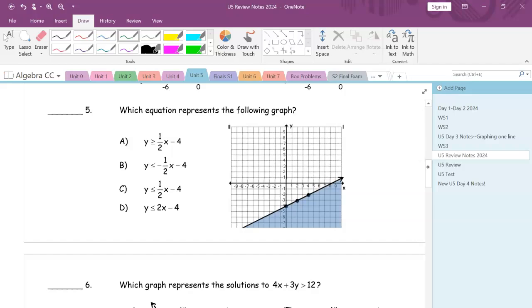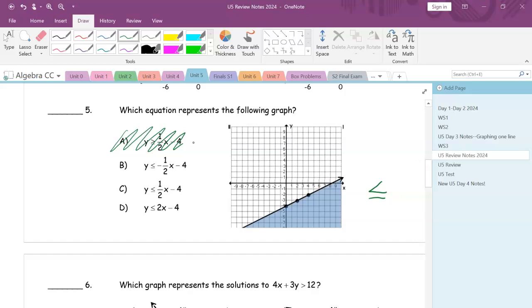Number 5, which equation represents the following graph? Well, the first thing I notice is that I have a solid line and I'm shading down. That means that I'm going to have a less than or equal to symbol. Less than because I'm shading down, equal to because of that solid line. So that gets rid of this one. And that's the only one.